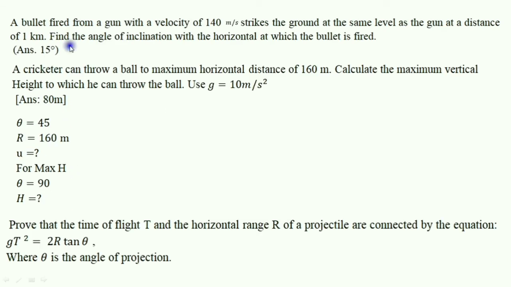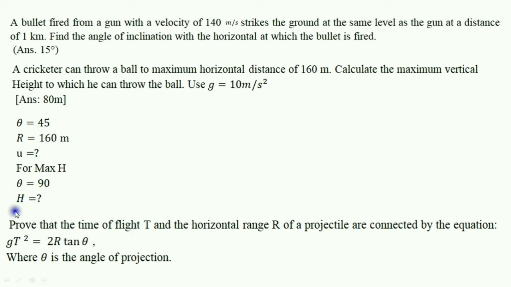Now these are some more questions which you can try by yourself. In this question, a bullet is fired with a velocity of 140 meters per second and strikes the ground at the same level. This means range is given, range is 1 kilometer. In this question, a cricketer can throw a ball to a maximum horizontal distance of 160 meters. So in the first case, horizontal range is given, that means theta is 45. For maximum horizontal range, theta is 45. So you can find the initial velocity using these two things. Now for maximum height, you have to use theta equal to 90 degrees. So for maximum height, theta has to be 90 degrees. Using this, you can find h.